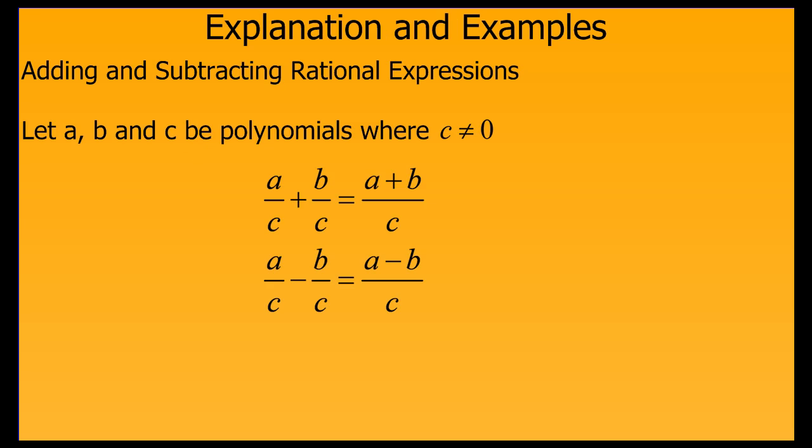If we let a, b, and c be polynomials where c is not equal to 0, then a over c plus b over c equals the quantity a plus b over c. Similarly, a over c minus b over c equals the quantity a minus b over c. This is what you already know from having worked with fractions. Rational expressions are a more algebraic term for fractions.